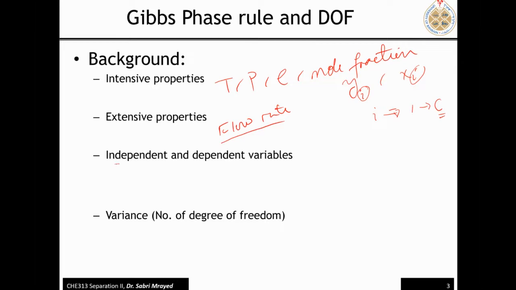Now what about the independent and dependent variables? Or let's say equations. What are the dependent and independent equations?